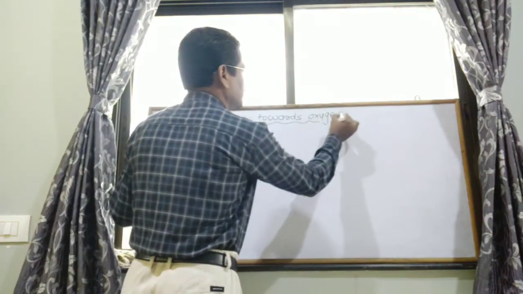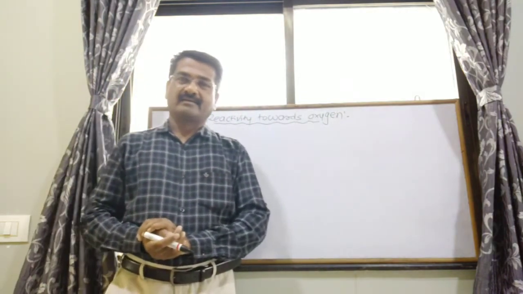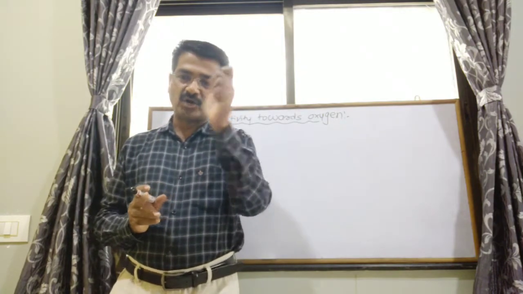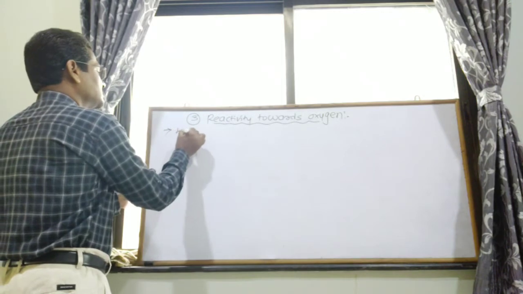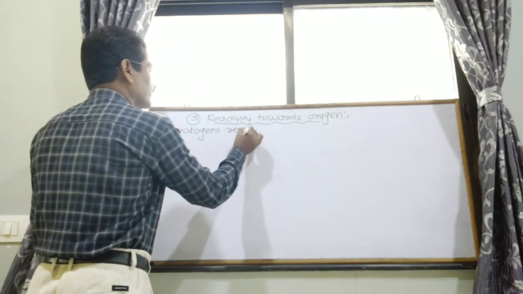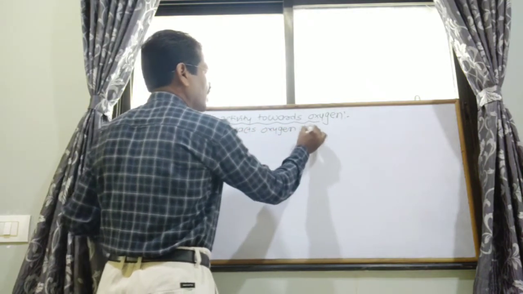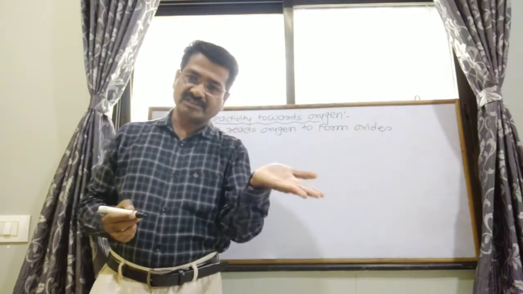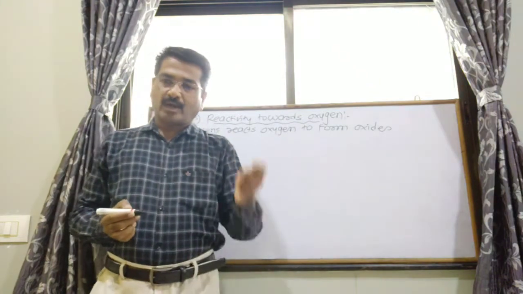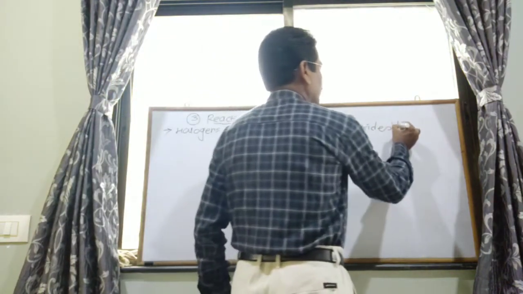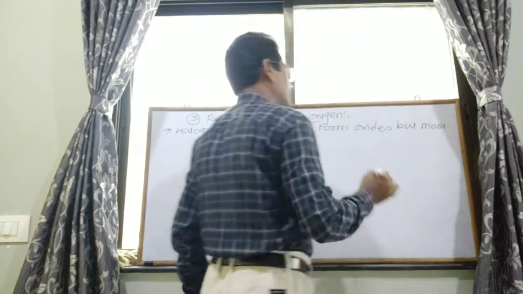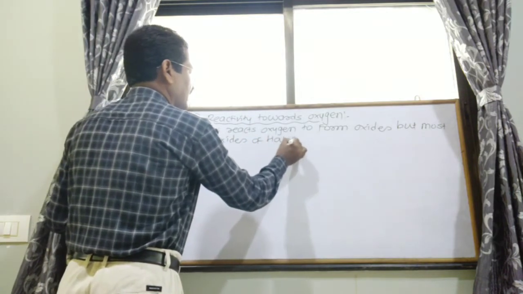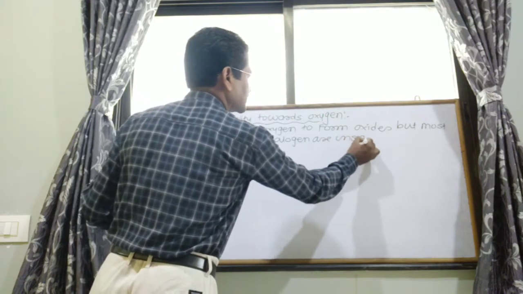Reactivity towards oxygen. The halogens, that is group 17 elements, can react with oxygen to form the corresponding oxides. Halogen reacts with oxygen to form the oxides, but most of the oxides of halogen are unstable.